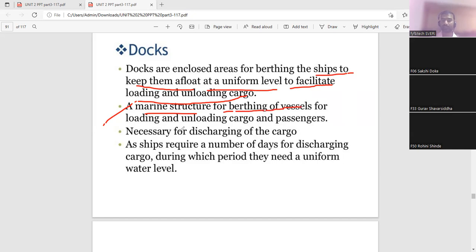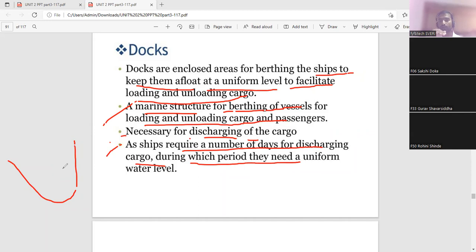For berthing of vessels, berthing means the start of your ships, loading and unloading of cargo and passengers. It is necessary for discharging the cargo. As the ships require a number of days for discharging the cargo, during which period they need a uniform water level. In these docks, does the discharging of cargo, meaning loading and unloading, take place within 1 hour? See, when the train comes near the railway station, loading and unloading will take place within an hour, meaning 2-3 hours. But when the ship comes nearby the harbor, does the loading and unloading take place within a few hours only, or will it take a maximum number of days?